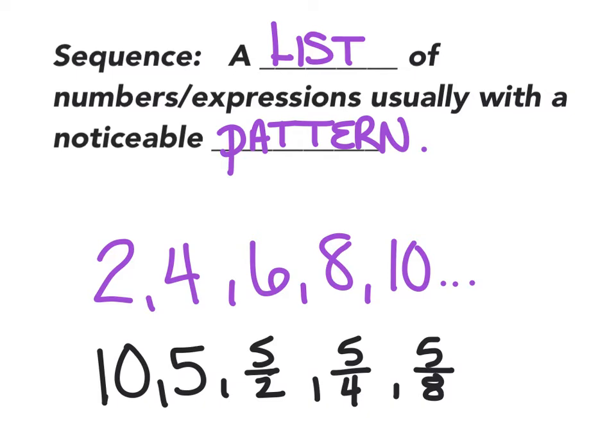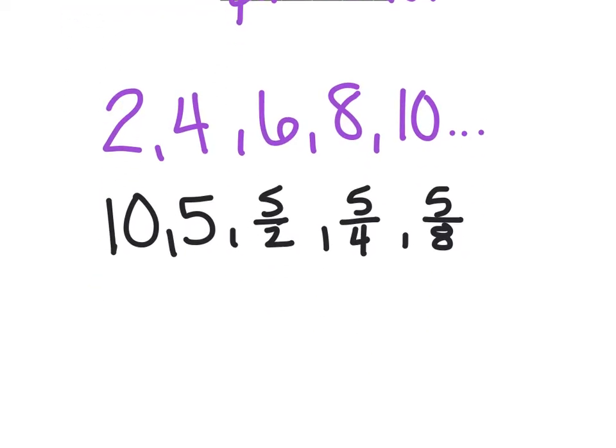Let me give you an example of another sequence. 10, 5, 5 halves, 5 fourths, 5 eighths. Maybe not as noticeable, but I'm hoping you'll kind of catch it from the first two. How did I get from 10 to 5? Well, maybe you're thinking you subtract 5. Well, does that pattern hold up? Is 5 minus 5 5 halves? Well, of course not. 5 minus 5 is 0. So the pattern of subtracting 5 doesn't hold for this.